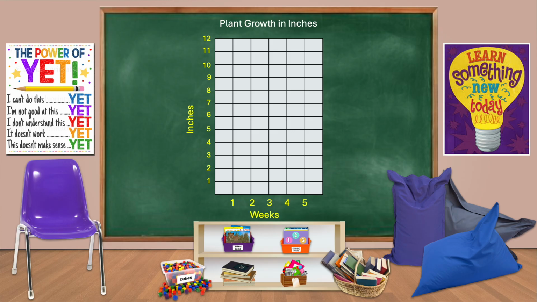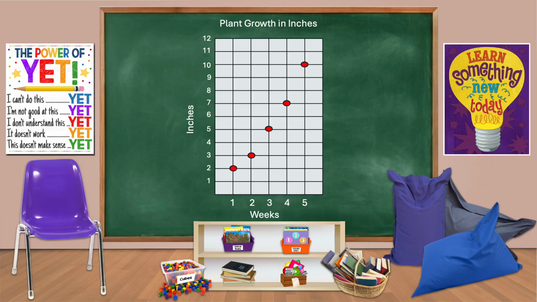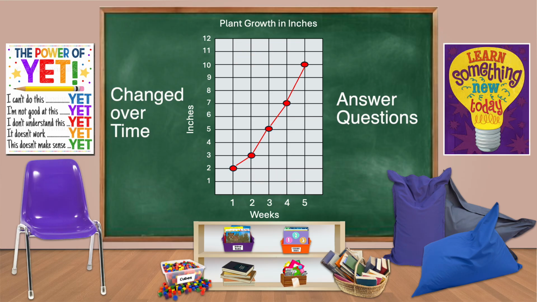When making a line graph, first we gather our data. Next, we plot our points on the graph. Finally, we connect the points with straight lines. Now we can see how things have changed over time and we can answer questions about our data.